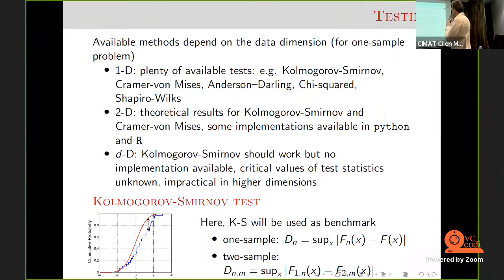So if your data happens to be one-dimensional, there are essentially infinitely many possibilities. So a number of Kolmogorov-Smirnov kinds of tests, Anderson-Darling, chi-square, Shapiro-Wilk, many more, very fast implementations. It flies. For two-dimensional data, so points like our samples in two-dimensional space, there are theoretical results, and some implementations of Kolmogorov-Smirnov tests. As the dimension grows, the availability of tools drops drastically.